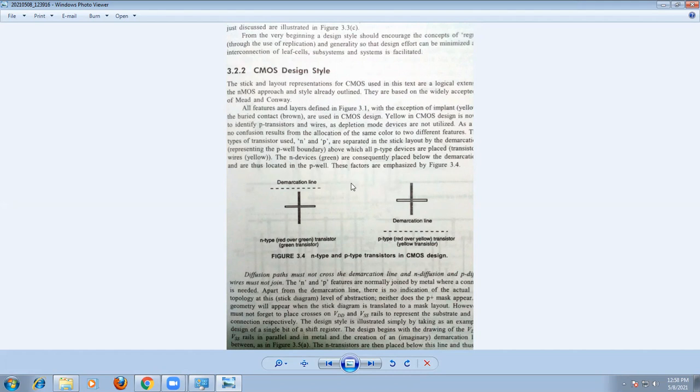Okay, in the NMOS design style, we are using only NMOS transistors. One is the enhancement mode transistor, and there is a depletion mode transistor as the pull-up. But in case of CMOS design style, we are using two different types of transistors. One is N-channel FET and another is P-channel FET. So that is the main thing, right?